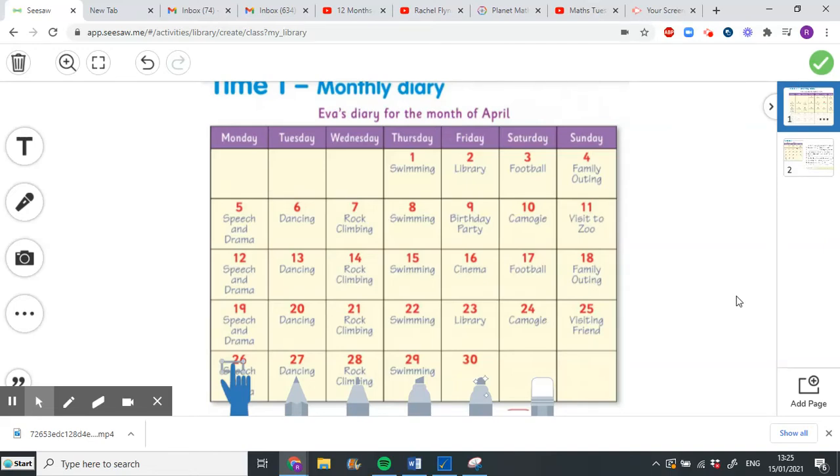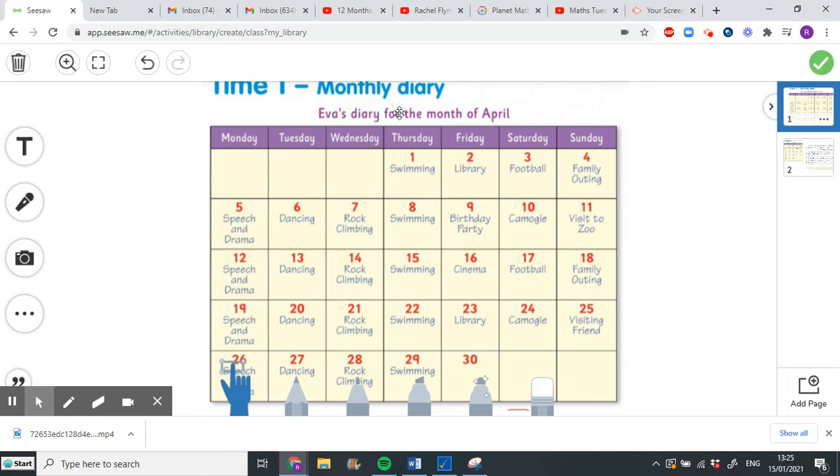Today is Wednesday, the 20th of January, and we are doing more work on calendars today, okay? So yesterday you revised your days of the week and you started to read calendars, and today we are actually looking at a monthly diary and we're looking at the calendar month of April, okay? So this is going to be part of your activity, your task. So listen very carefully so that you know what to do when it comes to completing your task, okay?